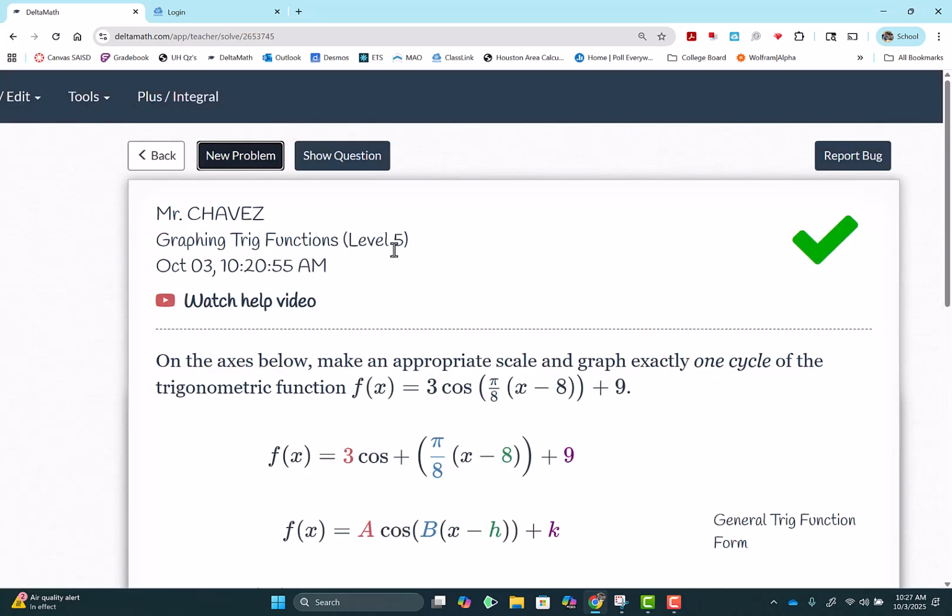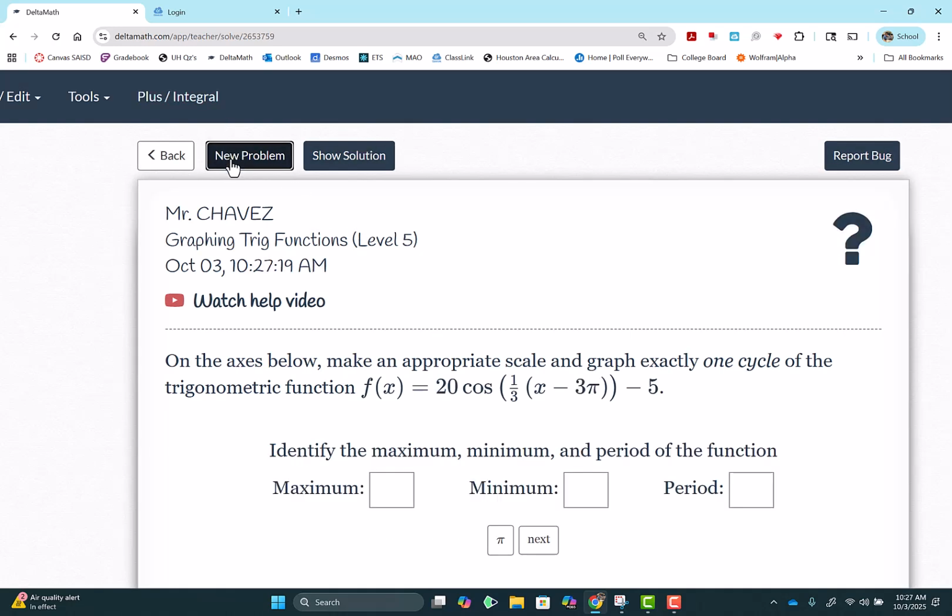And these are the hardest it gets. It does not get harder than that. This is level 5. Does that make sense, guys? Do you want me to do one more? Yes, okay. You know what? Let me do sine.